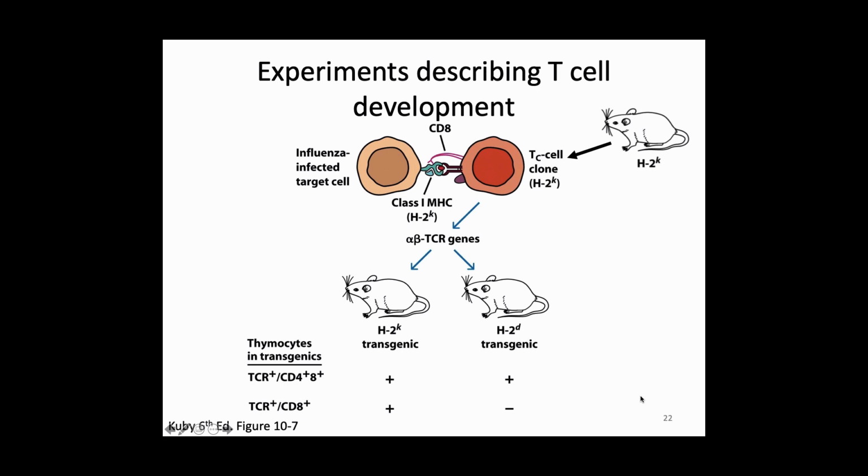If we did the same experiment, but we put that alpha and beta T cell receptor gene into an H2D embryo and allowed that mouse to grow up, and we looked in that mouse's thymus, we would see a bunch of double positive cells trying really hard to develop. They've all made the T cell receptor of the T cell above. They're trying to develop, but they're all going to die by neglect. And so in the end, no CD8 single positives will successfully be made in that mouse's thymus.